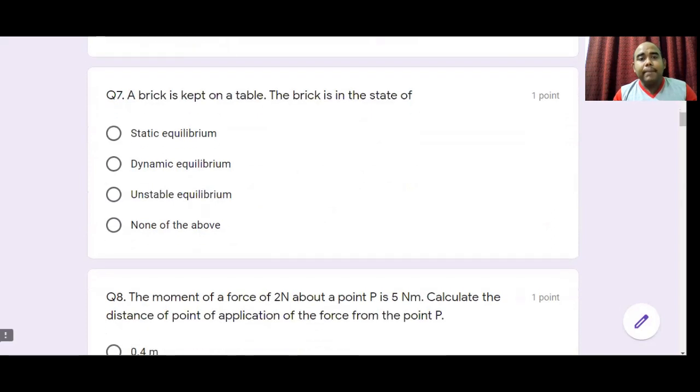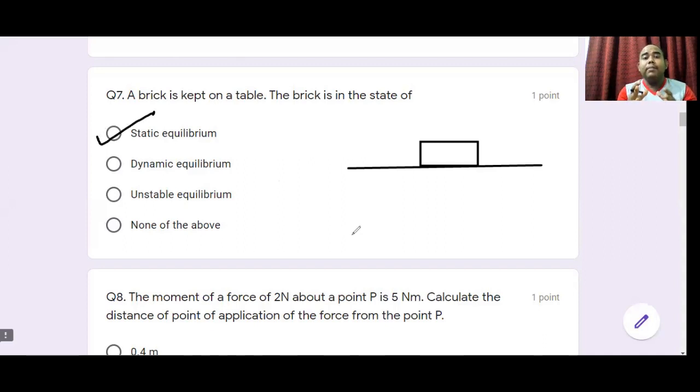A brick is kept on a table. Therefore, the diagram is like this. You have a table top and there is a brick kept. Obviously, the brick is in the state of rest. The brick is not moving, but it is in the state of which equilibrium? Static equilibrium. Because what is static equilibrium?